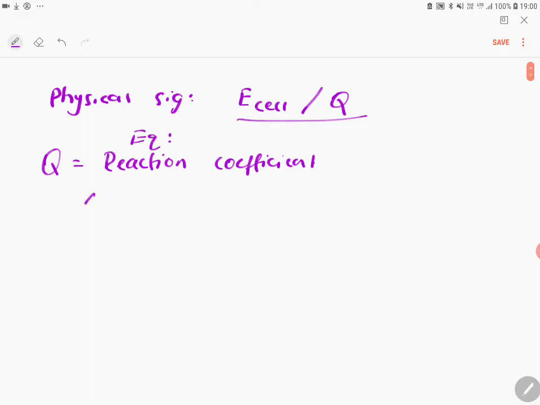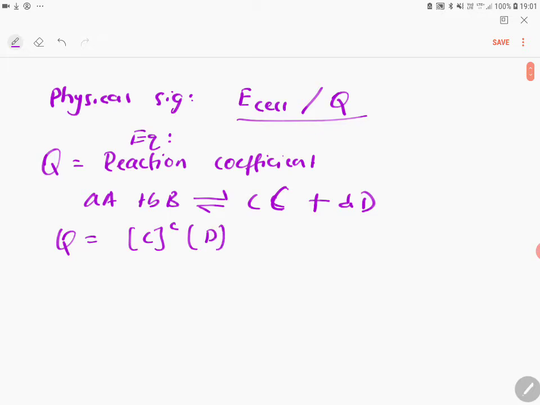Okay. Now, supposing you have a hypothetical equation like this. All of you know that small a, small b, small c, small d are the stoichiometric coefficients of the respective reactants and products, and capital A, capital B are reactants, and capital C, capital D are products. All of you know what Q is. Applying the law of mass action, it is the product of the concentration of the products raised to the stoichiometric coefficient divided by the product of molar concentration of the reactants raised to the power of the stoichiometric coefficient.